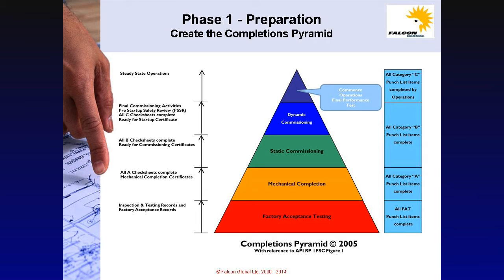In the completions pyramid, we have factory acceptance testing at the base, followed by mechanical completion, then pre-commissioning or function testing, or static commissioning as it's sometimes known, then followed by dynamic commissioning, and then startup and performance testing at the apex. The activities required to be completed at each stage are the check sheets and certificates.